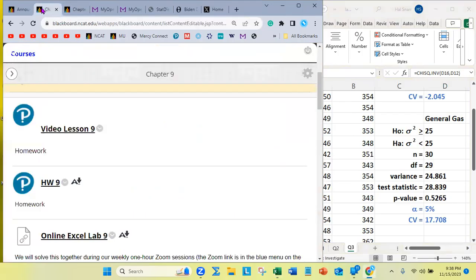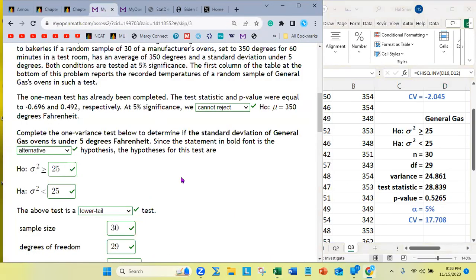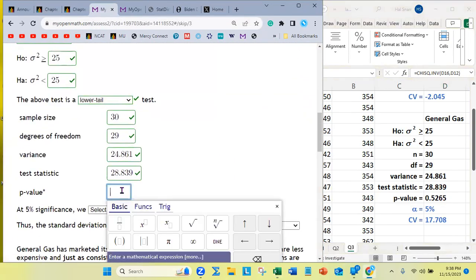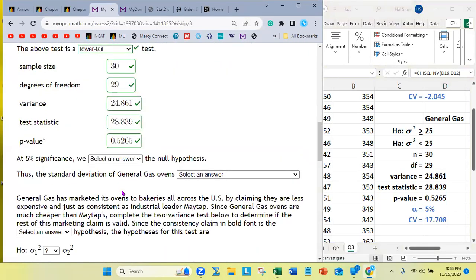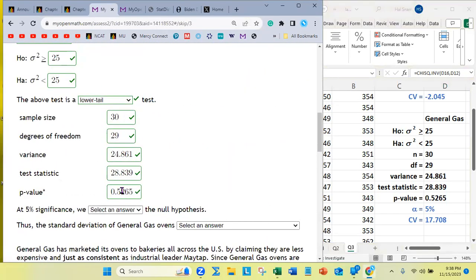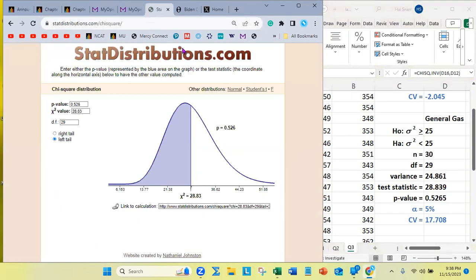So let me go back to math. Oops. So our p-value is 0.5265. Hit enter and it should get right. Now we have to figure out what the result of our test is.